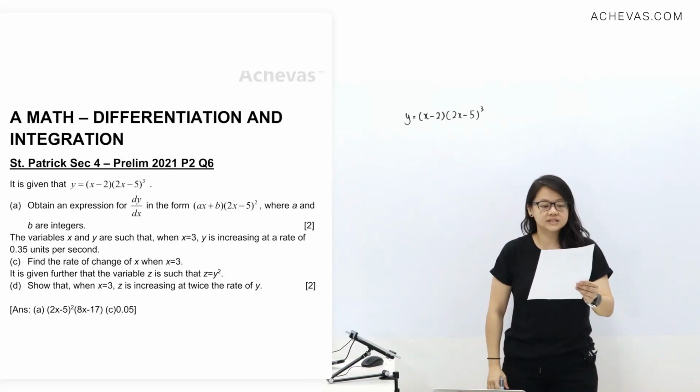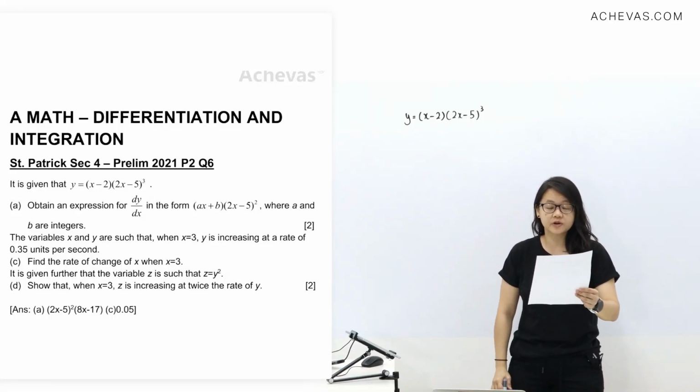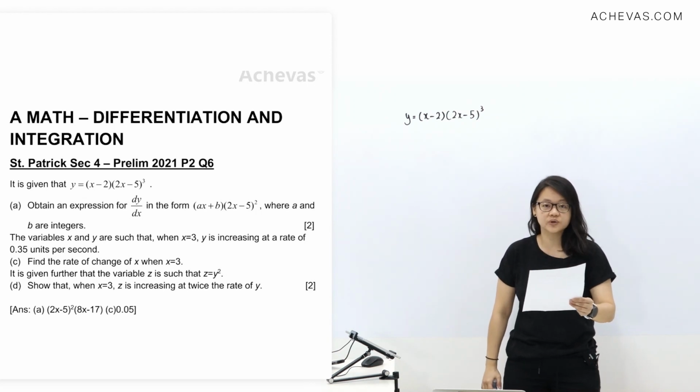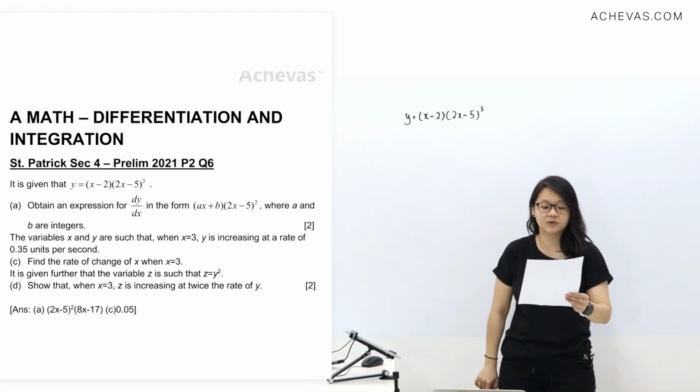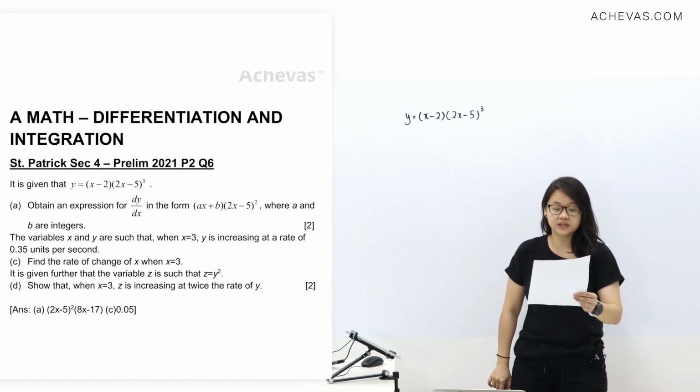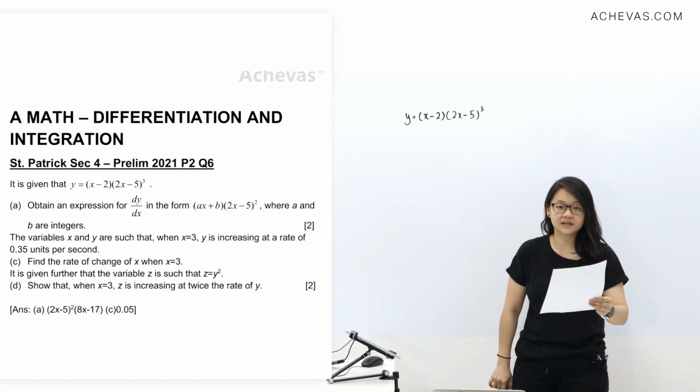Let's now take a look at St. Patrick's Set 4, Prelim 2021, Paper 2, Question 6. It is given that y equals x minus 2 times (2x minus 5) to the power 3. Part A. Obtain an expression for dy/dx in the form (ax plus b)(2x minus 5) to the power 2, where a and b are integers.